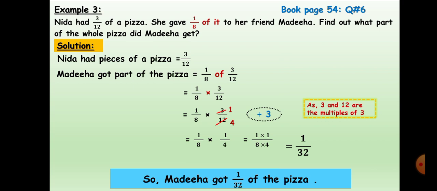The solution for this: Nida has 3 over 12 of a pizza. Madiha got a part of the pizza, so 1 over 8 of 3 over 12. You have to change of into a multiplication sign: 1 over 8 multiplied by 3 over 12. Here 3 and 12 are divided by 3, so I get 1 over 8 multiplied by 1 over 4. Multiply numerator with numerator, denominator with denominator, and I get 1 over 32. So Madiha got 1 over 32 of the pizza.